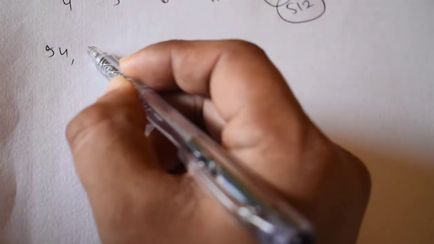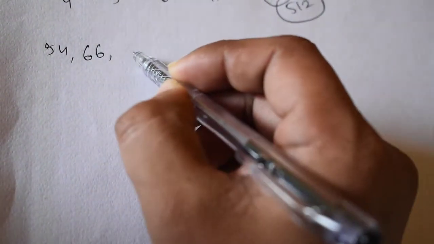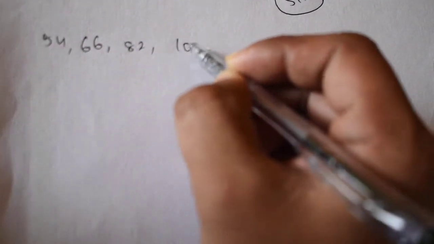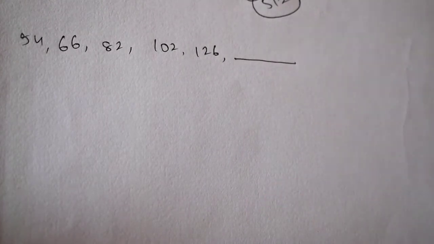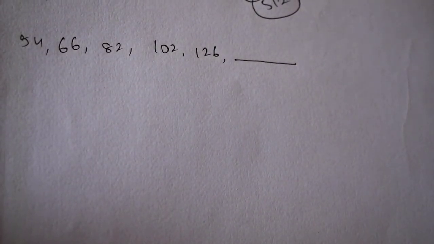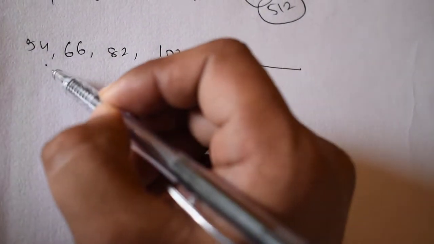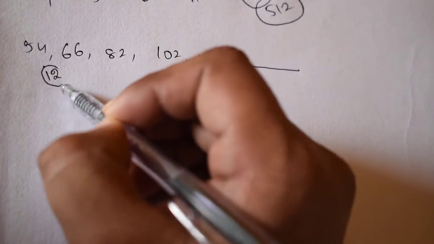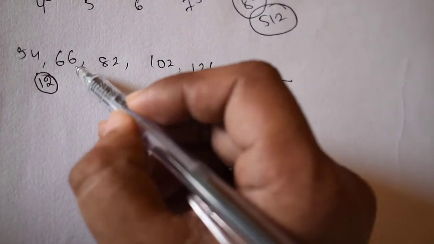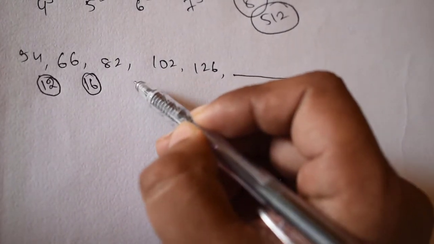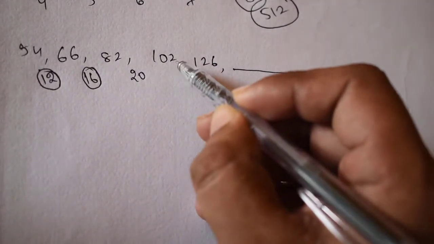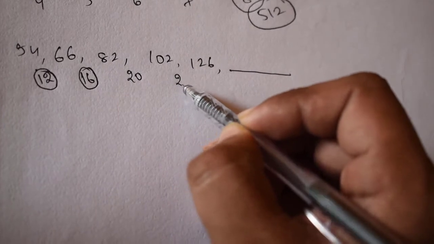Let us take another example here. It is 54, 66, 82, 102, 126 and so on. So here it is something tricky. 54 to 66, the difference is 12. Then 66 to 82, it is 16. And 82 to 102, it is 20. And 102 to 126, it is 24.